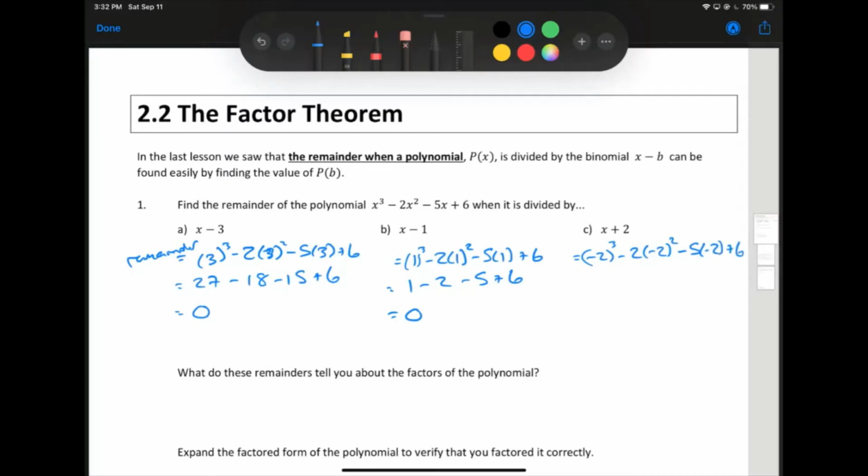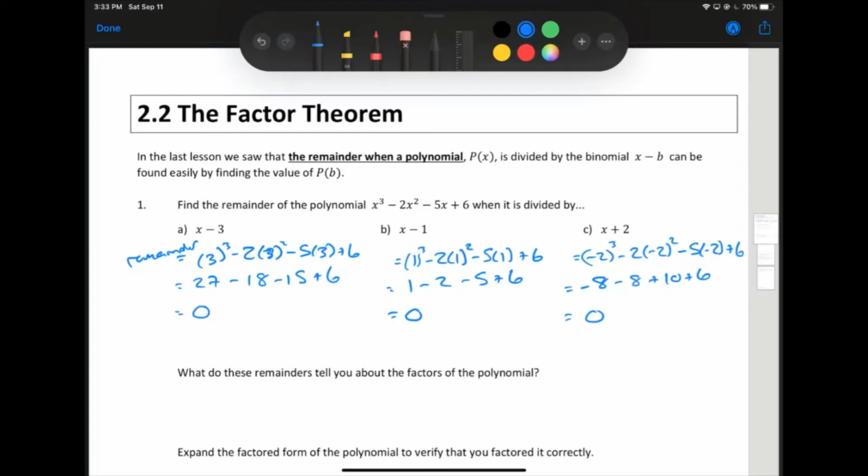Just barely fit it on the page, but that's okay. Making sure we don't make any sign errors. That's negative 8. Negative 2 times 4 is negative 8. That's plus 10 plus 6. So negative 16 plus 16 is 0 again.